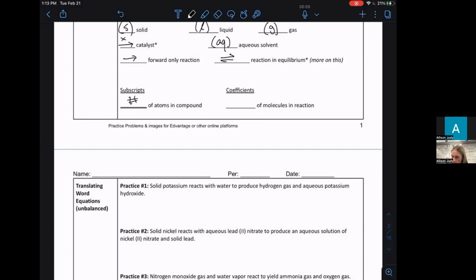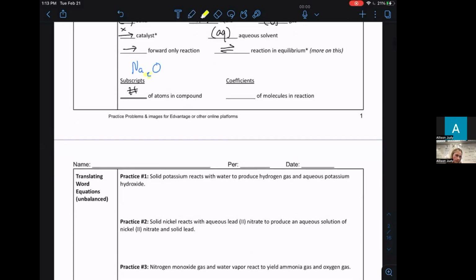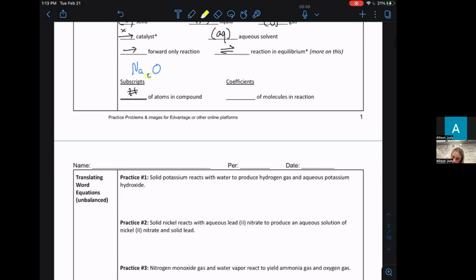Subscripts within a molecule, like within the chemical formula for a molecule, indicate the number of atoms in that compound. So like Na2O, this is saying that there are 2 sodium atoms in that molecule. But a coefficient is representing the number of molecules in the reaction.